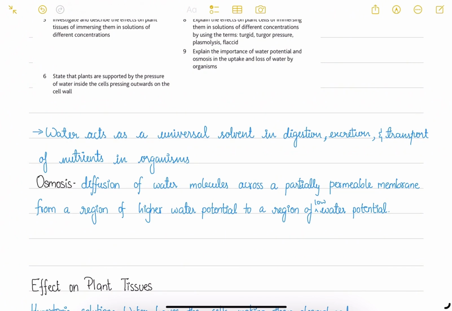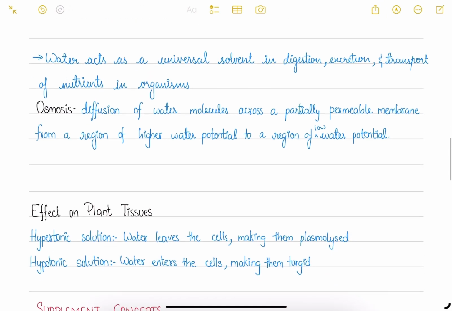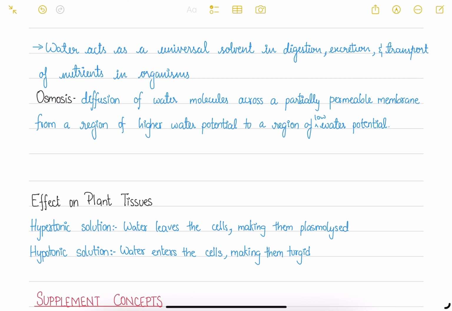Osmosis plays a key role in living organisms. In plants, it helps water move into root cells, and in humans, it helps regulate water balance in our cells. Now, the effect on plant tissues when they are immersed in different solutions. When a tissue is immersed in a hypertonic solution, the water leaves the cells, making the cell plasmolysed. And when it is immersed in a hypotonic solution, the water enters the cell, making the cell turgid.